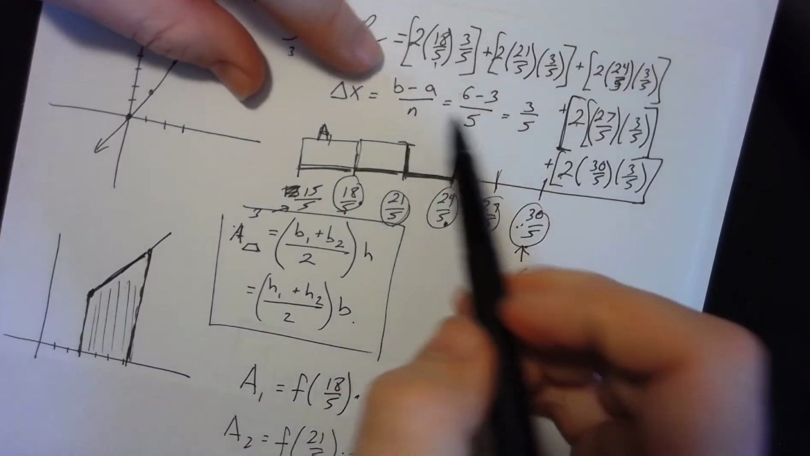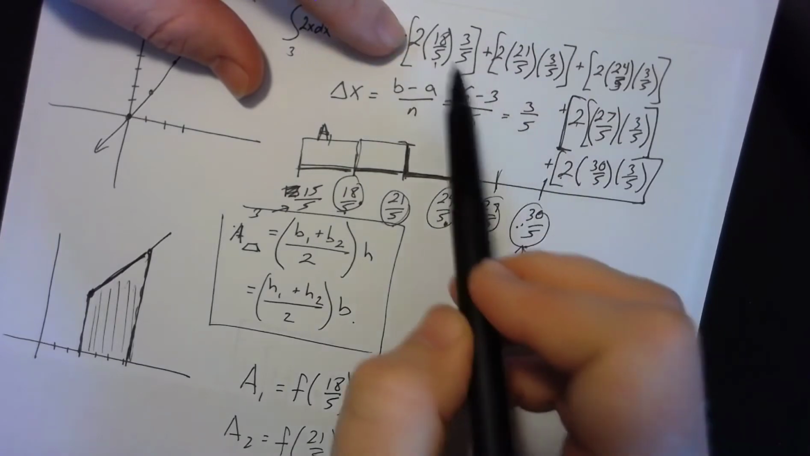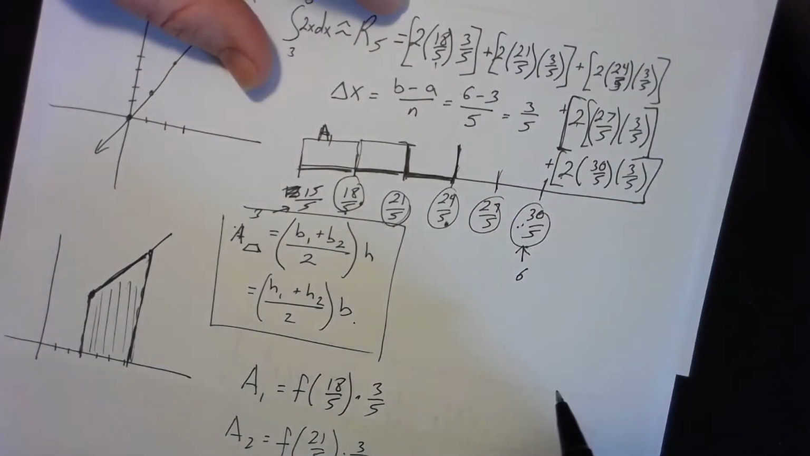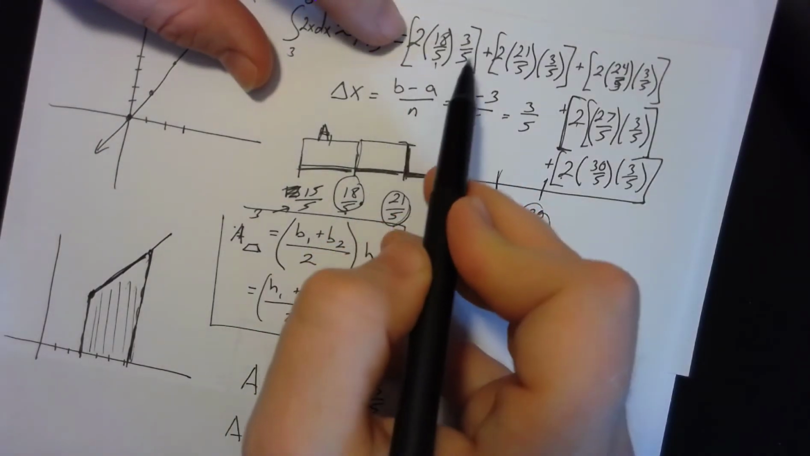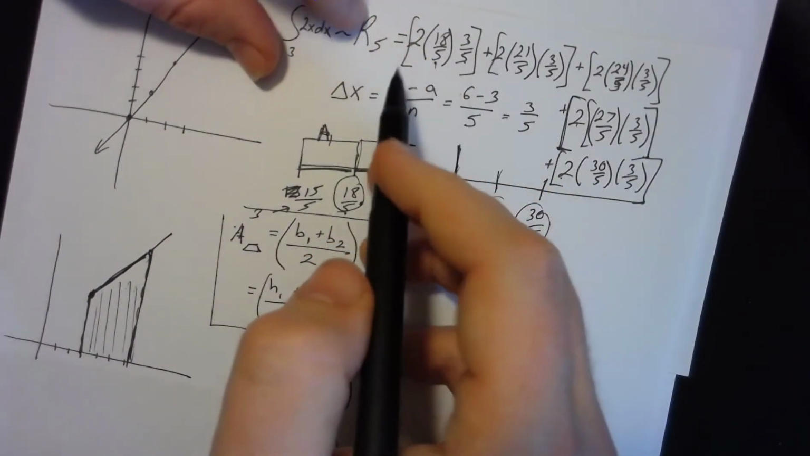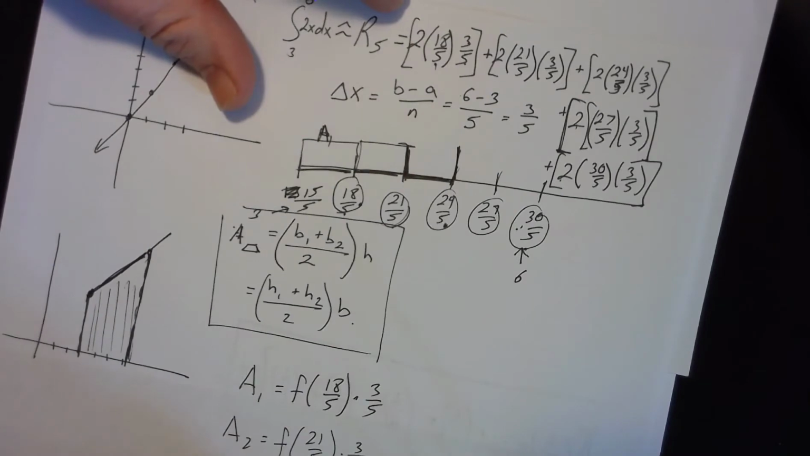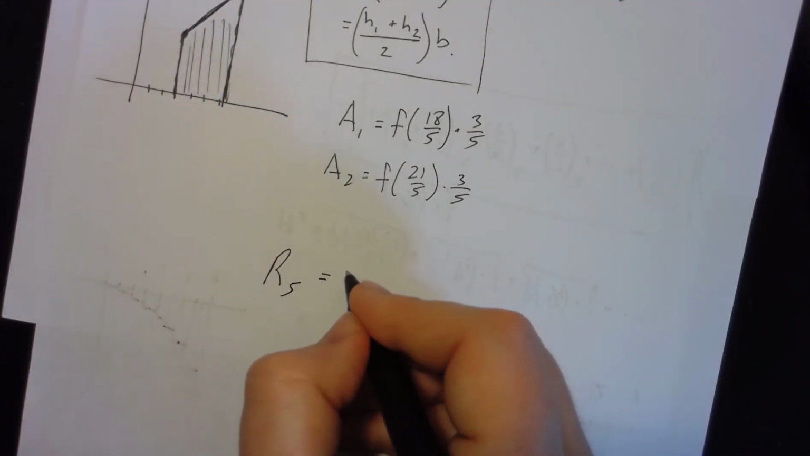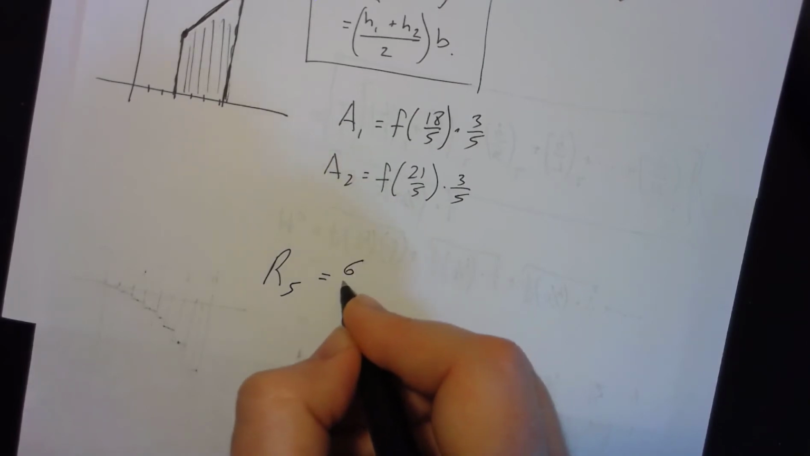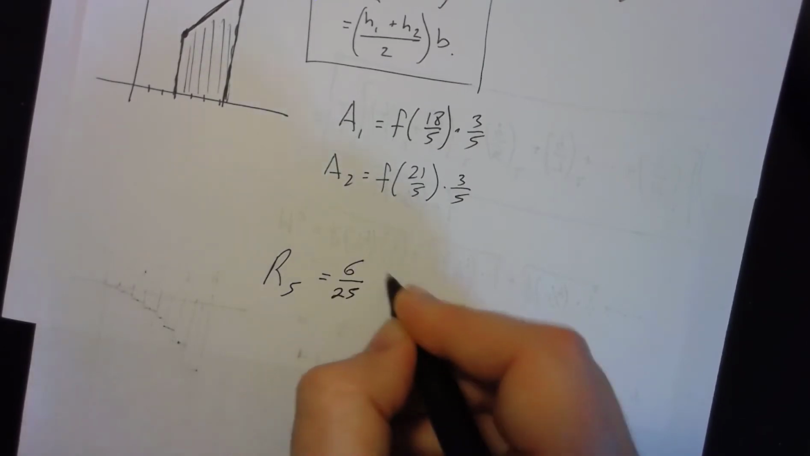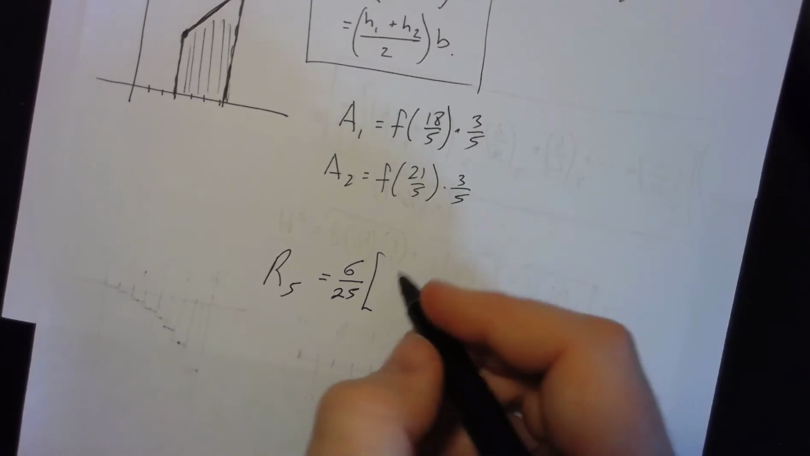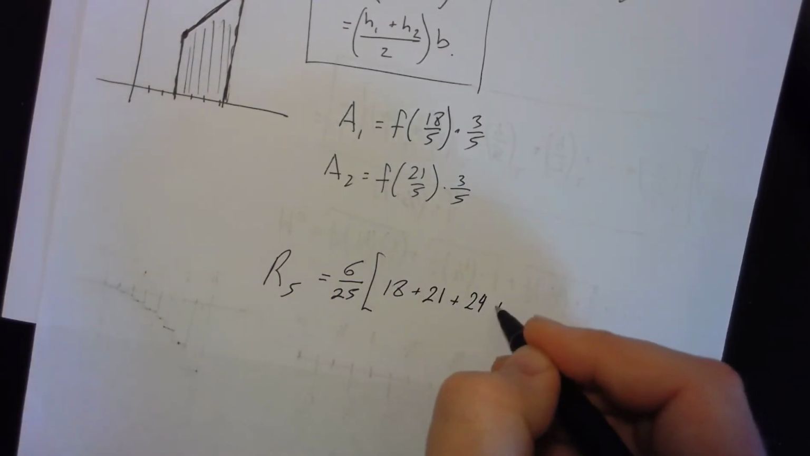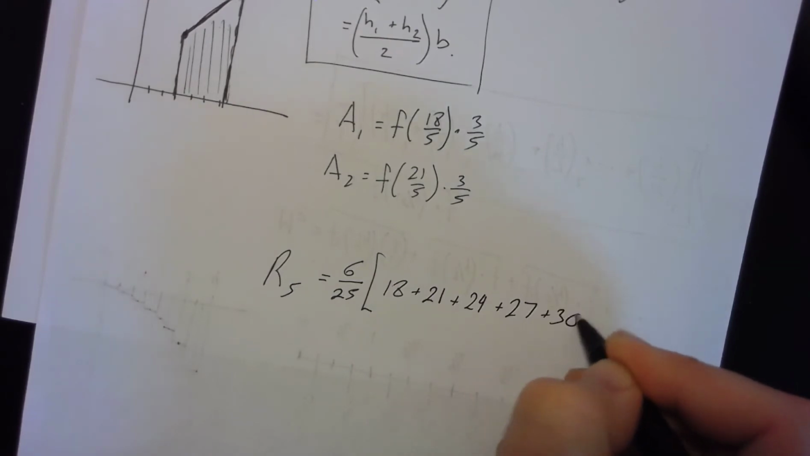I can factor all that out. All these are going to be multiplied by 2. I can factor all those out. And then I can manipulate with the basic numbers. So if I do this very carefully, the 2, the 3, the 5, and the denominator of 5 can all be factored out, giving me r sub 5 equals 2 times 3/5, which is 6 over 5, but then another 25, multiplied by, all that's going to be left is 18 plus 21 plus 24 plus 27 plus 30.